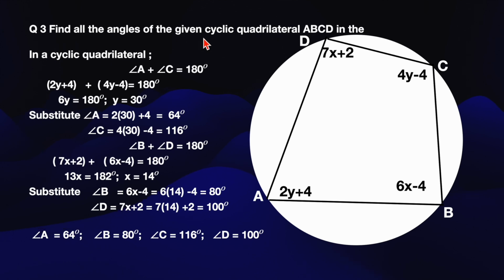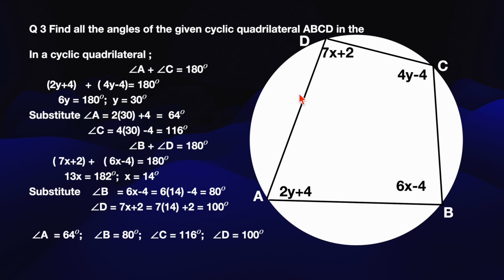Find all the angles of the given cyclic quadrilateral ABCD. So, this is the quadrilateral. Cyclic quadrilateral, we have to find these four angles. So, you know that angle D plus angle B is equal to 180. So, 7x plus 2 plus 6x minus 4 is equal to 180. See here I've written it. So if you simplify this, you'll get 13x is equal to 182, that is x is equal to 14. Substitute this value of x here, you'll get angle D is equal to 100, and here substitute, you will get angle B as 80 degrees.